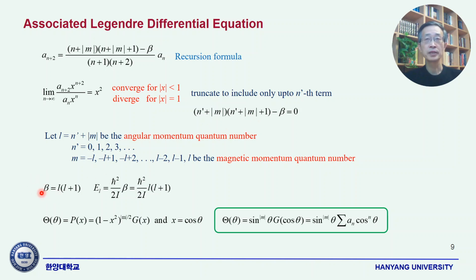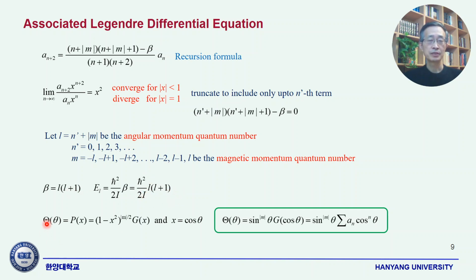Now you determine beta, and you remember that the energy was h bar squared beta over 2I, because beta was defined in terms of 2I over h bar squared. So your energy is h bar squared over 2I times L plus 1. The energy depends on the quantum number L, so we index it E_L: the state with quantum number L has energy E_L equals h bar squared over 2I times L plus 1.